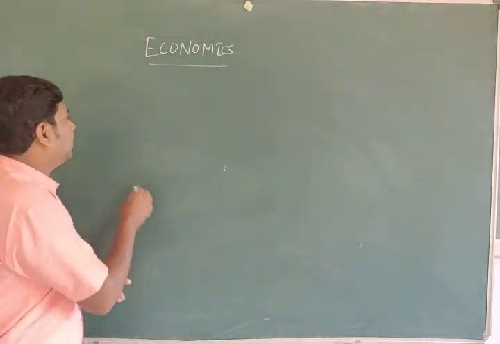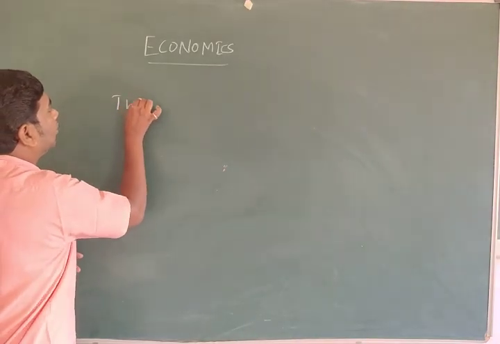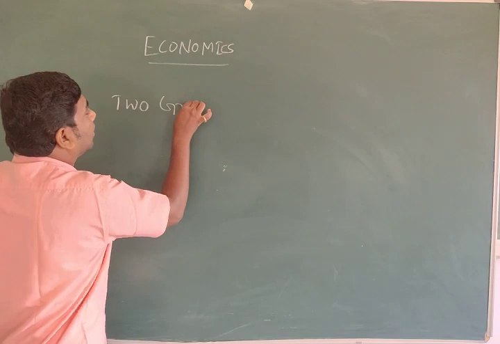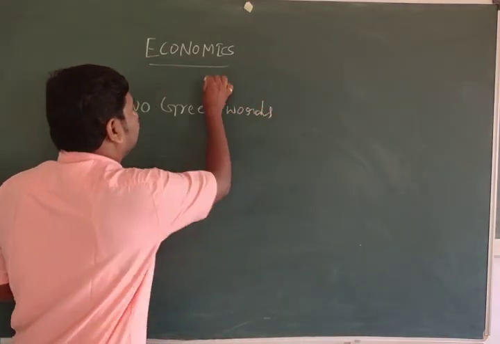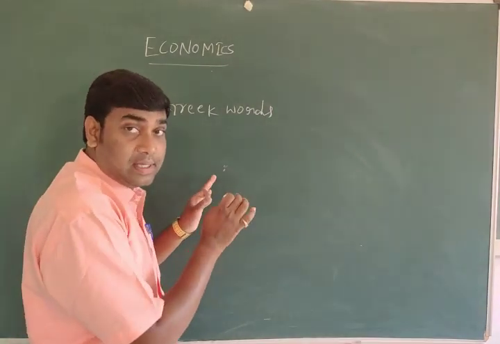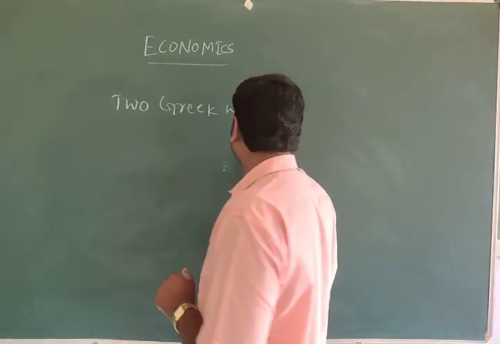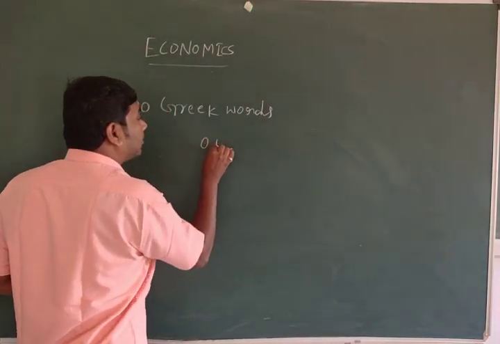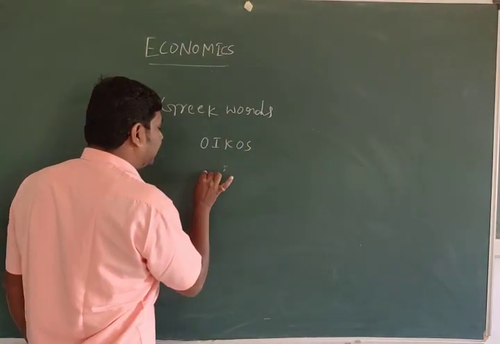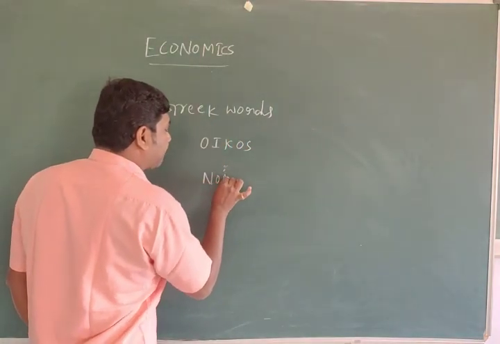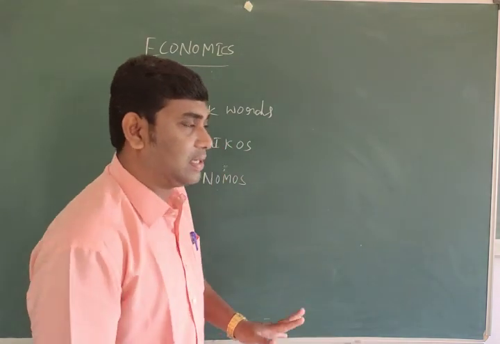See, especially this word economics is derived from two Greek words. This word, economics, is derived from two Greek words. One is oikos. Another one is nomos. Okay, students, listen carefully.